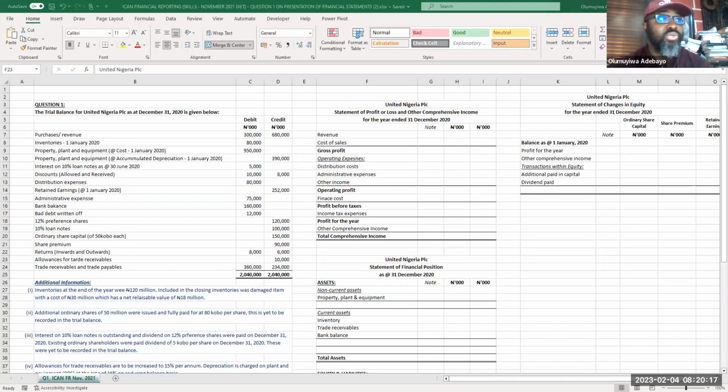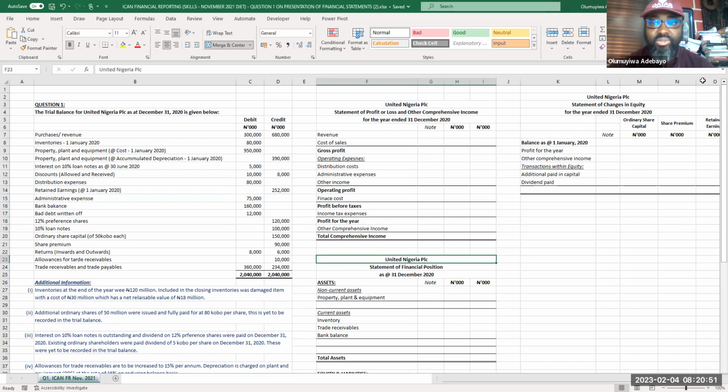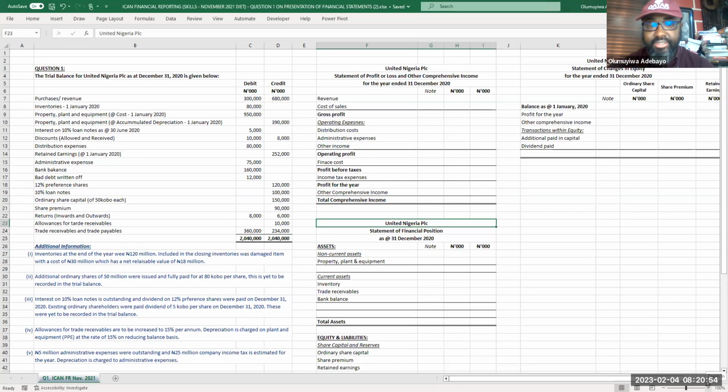Now, going by that, what then do we need to do? Remember, under the conceptual framework and also under IAS 1, we have more or less discussed extensively the presentation. What is the manner of presentation in the financial statements? And therefore, we want to demonstrate that understanding once again today. And to do so, I have these templates before me. Okay, and the question has been replicated.